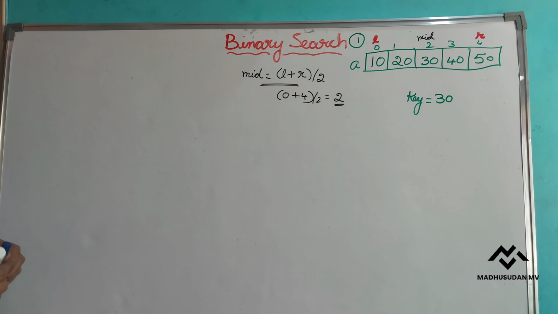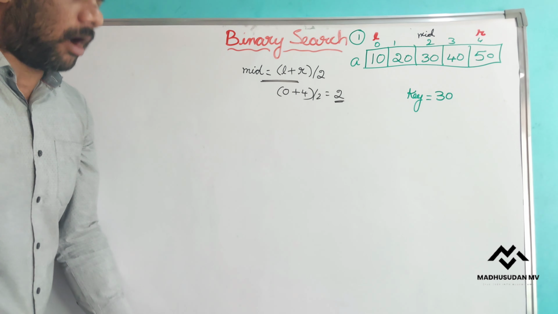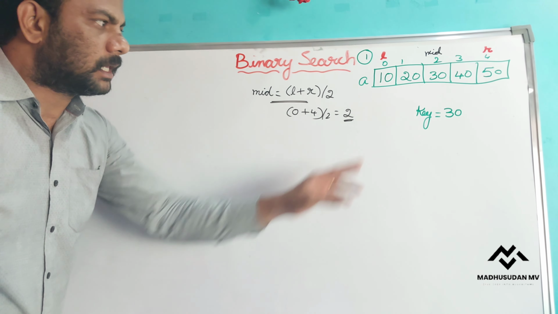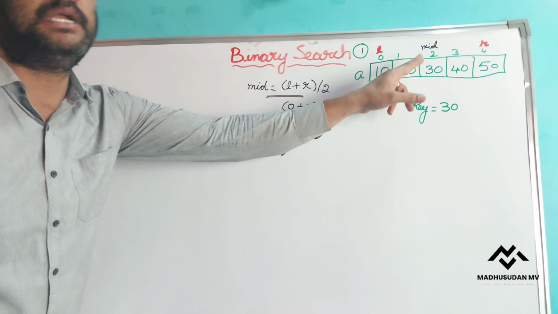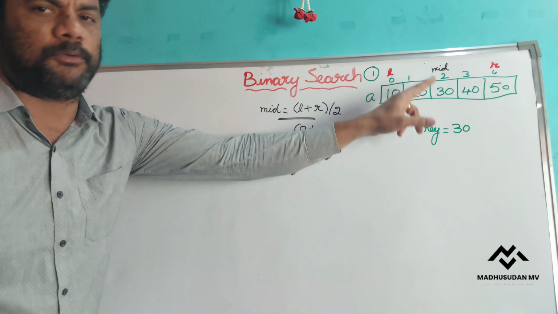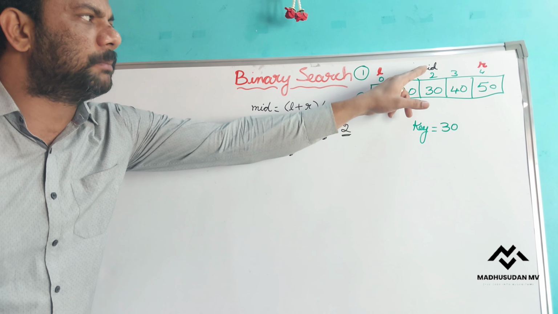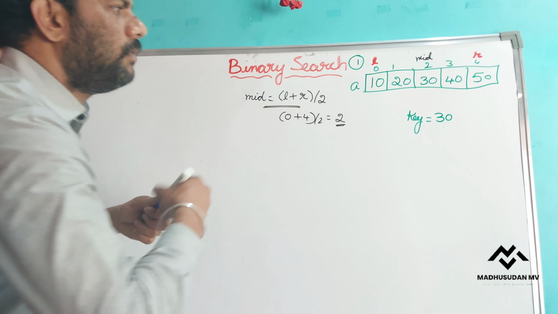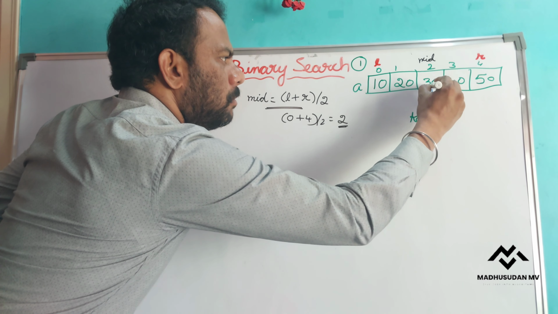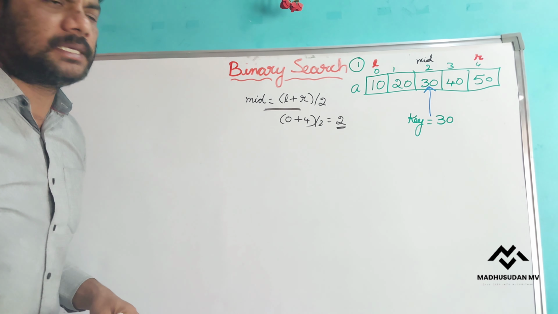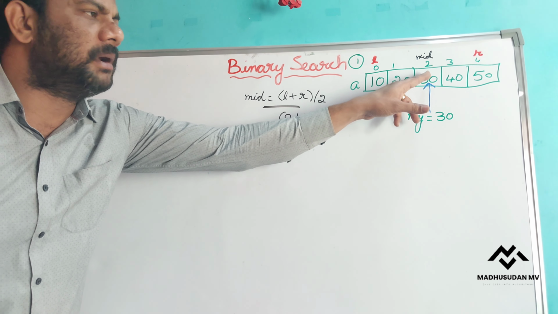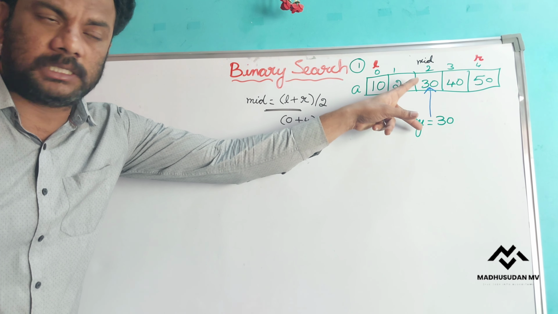Now always in binary search, we compare the given key element with the mid element, that means the element stored in the mid position. The element stored in mid position 2 is 30. So always we compare the key element with the mid element. In this case, the key element is 30, and the mid element is also 30. So here the match is successful.